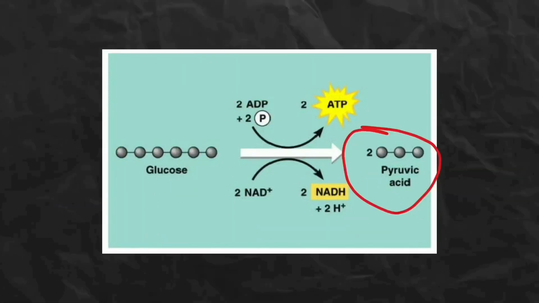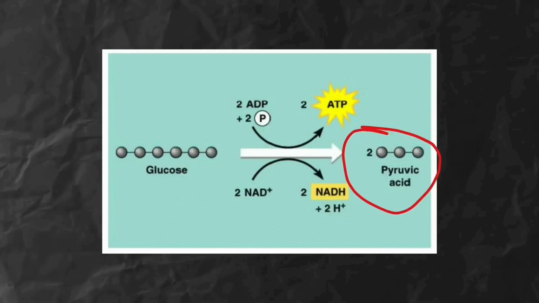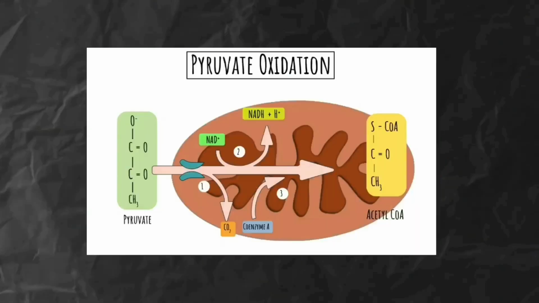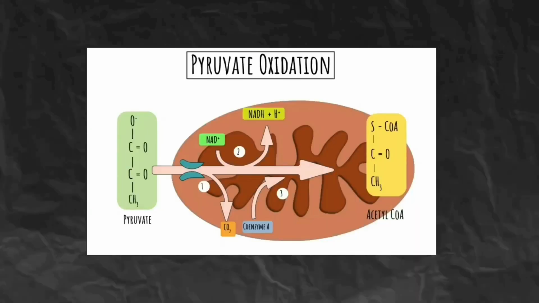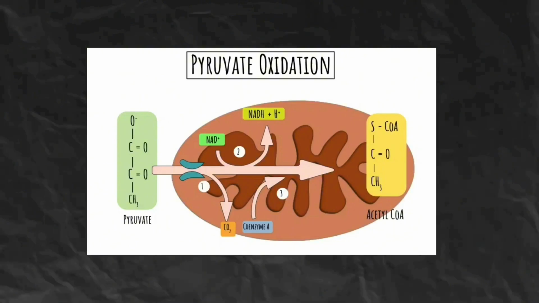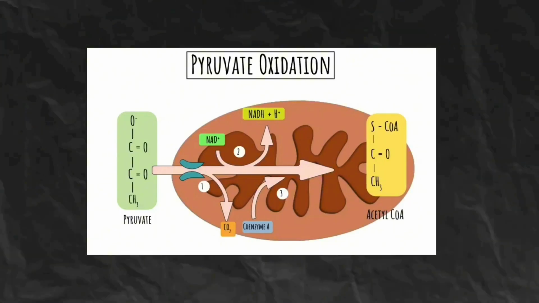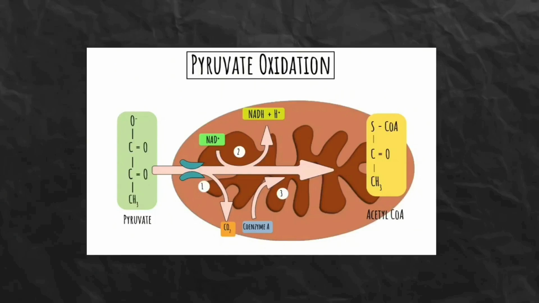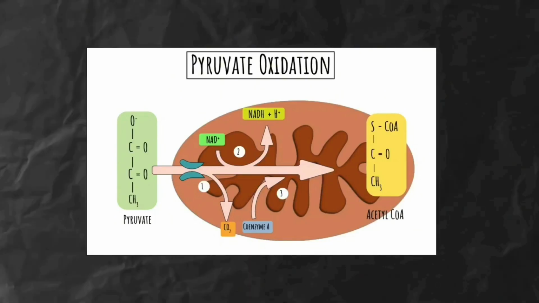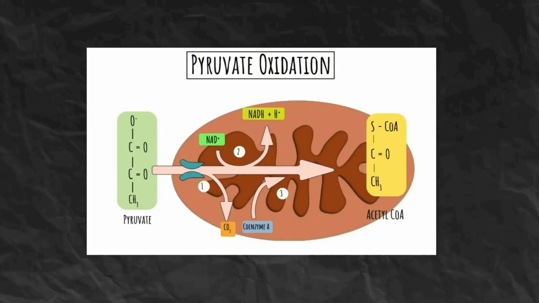The 2 pyruvate molecules from glycolysis now enter the mitochondria, but they're not ready for the next big step just yet. Step 2. Pyruvate oxidation. Each pyruvate, a 3-carbon molecule, loses 1 carbon, released as CO2. The remaining 2-carbon molecule becomes acetyl-CoA. This step also makes some NADH, our energy delivery truck.